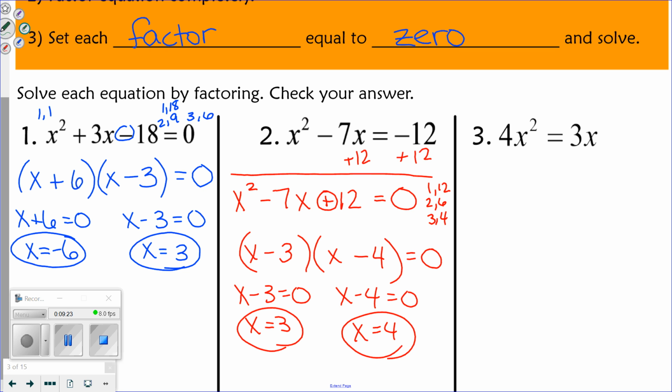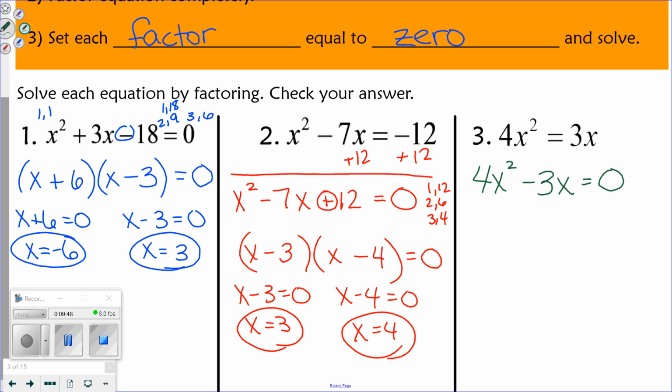Number 3 is probably one of the easiest problems I could give you, and it is the most missed. People overthink things. All right, first step, what do we do? Set it equal to 0. So we're going to have 4x squared. What happens to the 3x when I move it? Minus 3x.